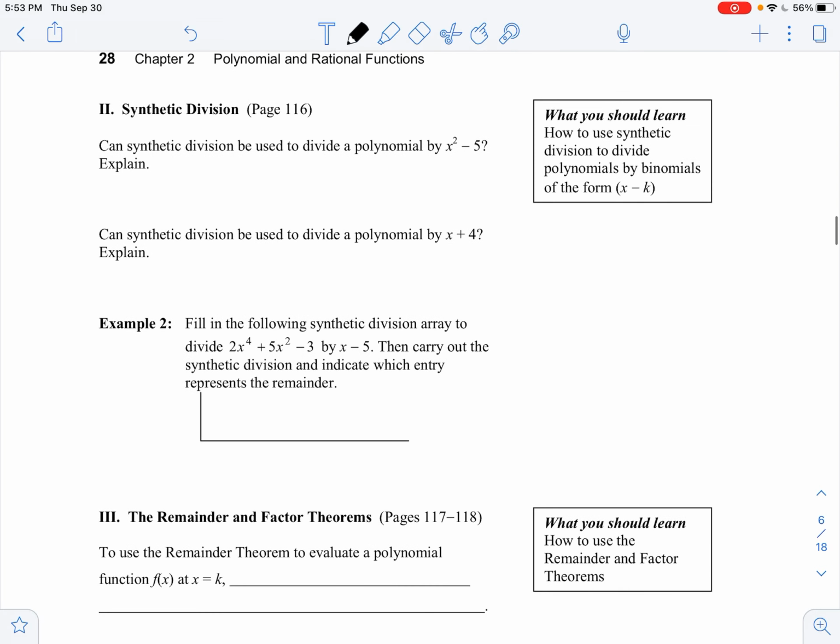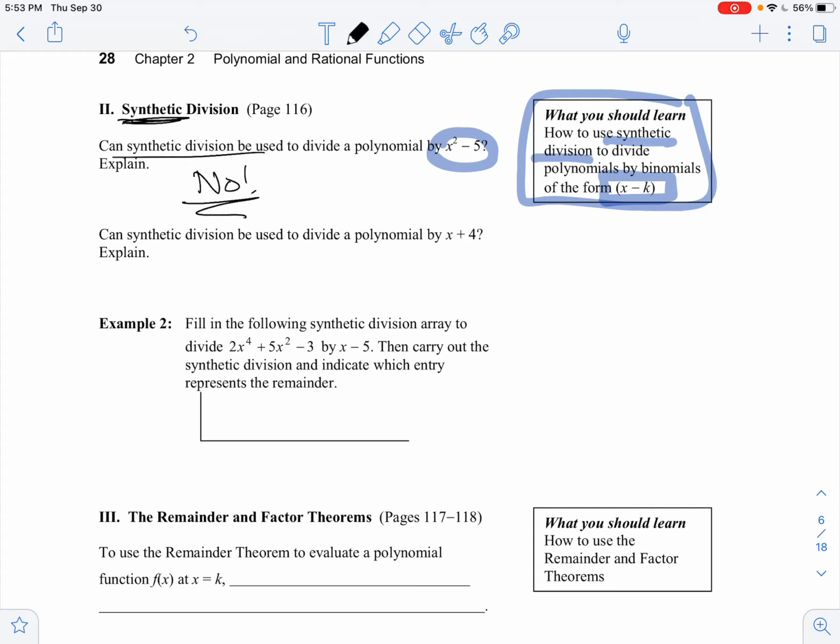All right, let's talk about synthetic division. Remember, synthetic division is a shortcut to long division. And we want to remember that synthetic division needs to be divided by binomials in the form x minus k. So if I wanted to divide by x squared minus 5, we should not be using synthetic division. Can we use synthetic division for this kind of thing? No, it can only be x minus k.